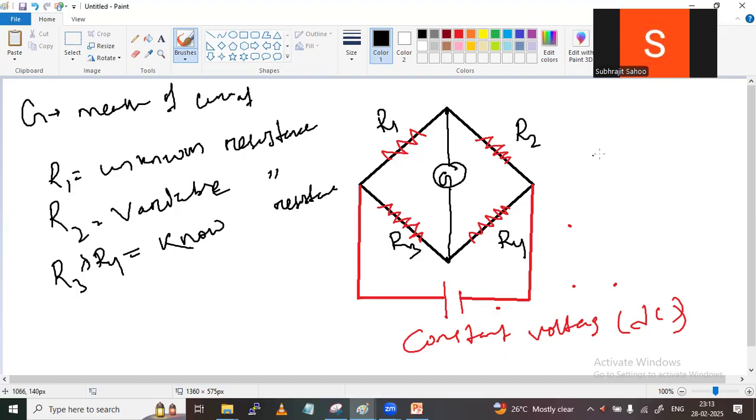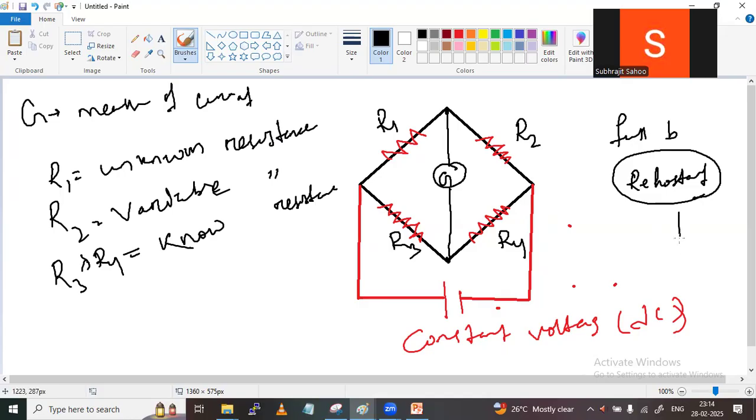It is a full bridge circuit. This is a full bridge circuit, right? Now here the unknown resistance is R1, and this is a variable resistance. An example of a variable resistance is a rheostat. A rheostat is a resistance where we can vary the resistance.